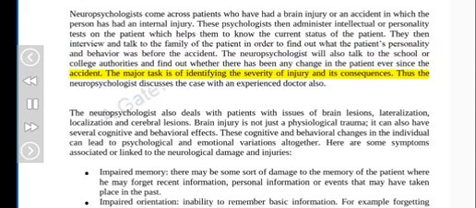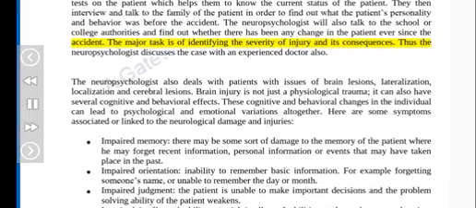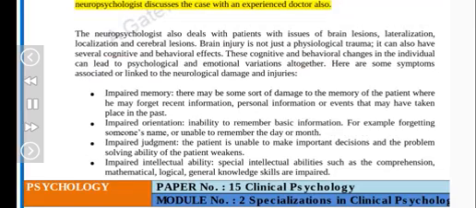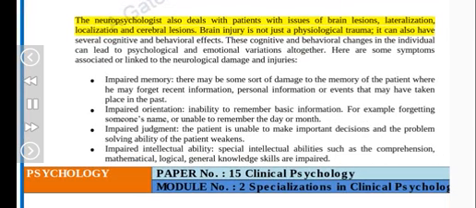The major task is of identifying the severity of injury and its consequences. Thus, the neuropsychologist discusses the case with an experienced doctor also. The neuropsychologist also deals with patients with issues of brain lesions, lateralization, localization, and cerebral lesions. Brain injury is not just a physiological trauma, it can also have several cognitive and behavioral effects.